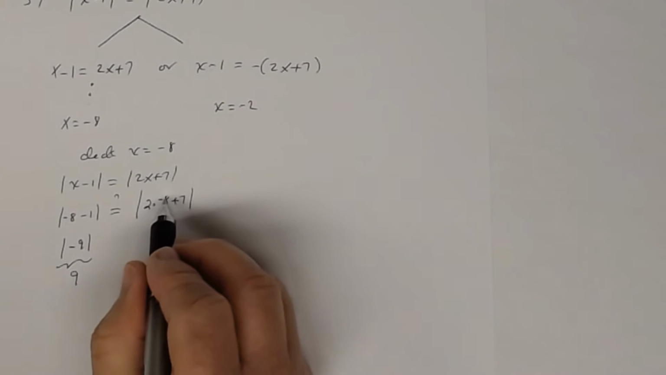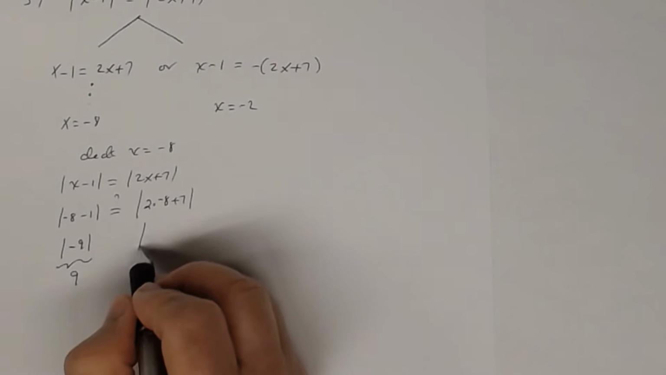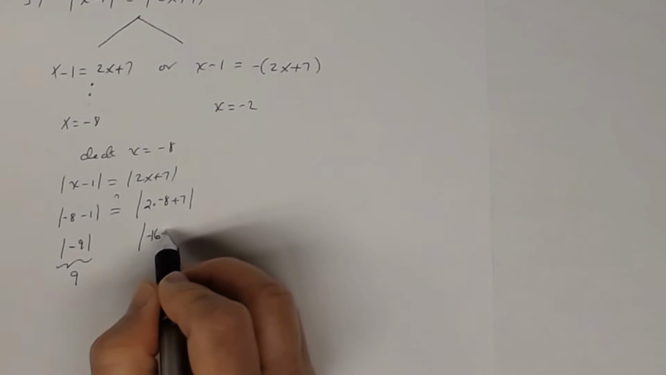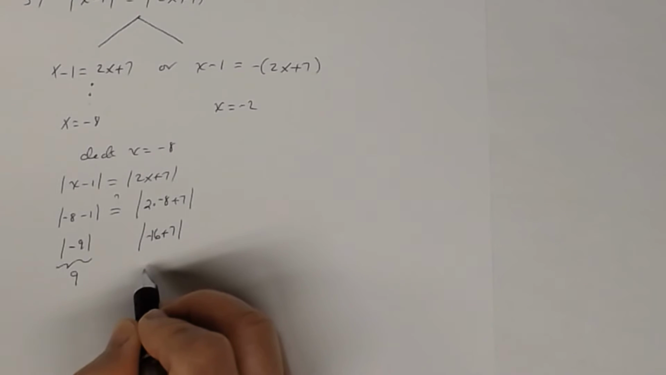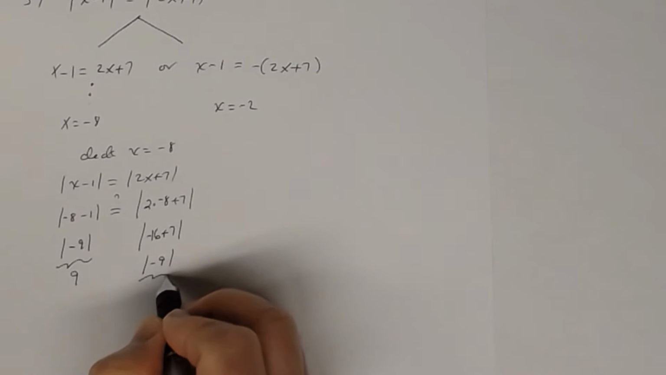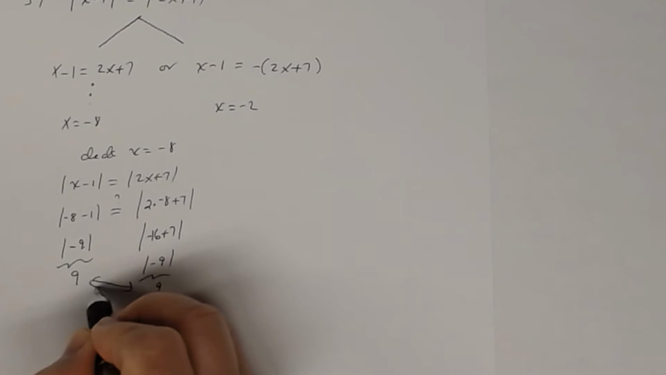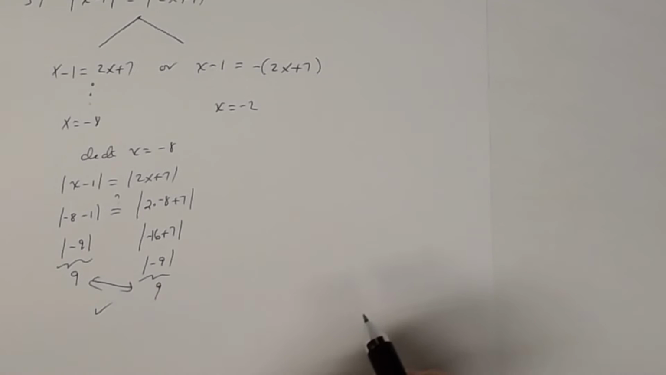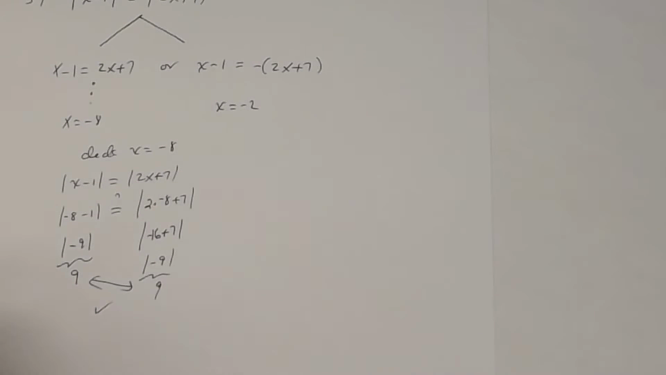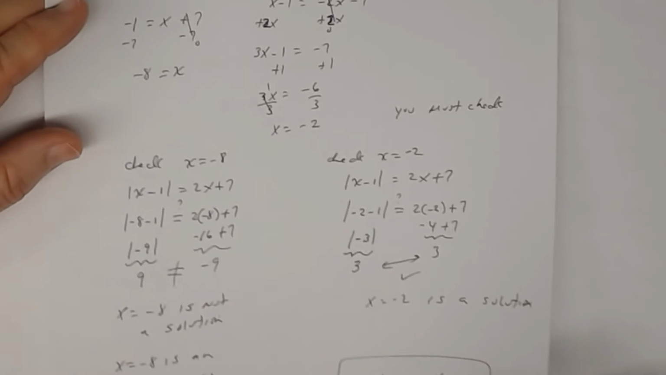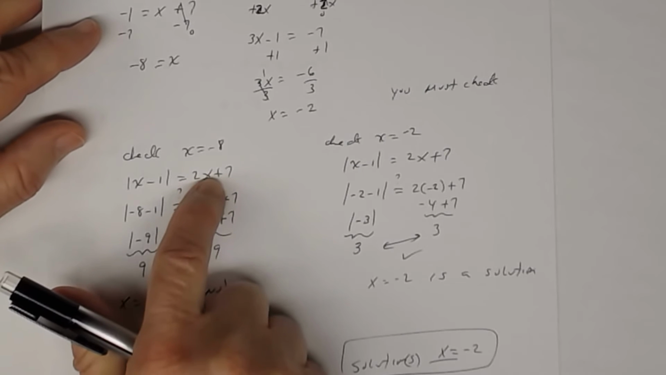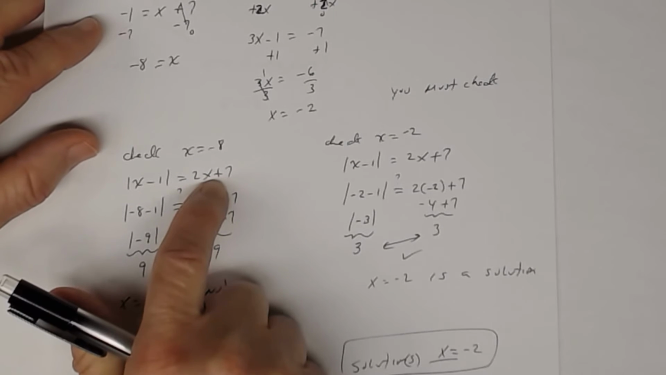Over here, 2 times -8 is a -16. But remember, that's inside the absolute value bars. So -16 plus 7. -16 plus 7 is a -9. So I'm taking the absolute value of -9, which we know is positive 9. And notice this time x equal -8 is a solution, whereas in the previous one it was not. But I'm hoping you realize it was not because there was no absolute value bars on this side of the equation.